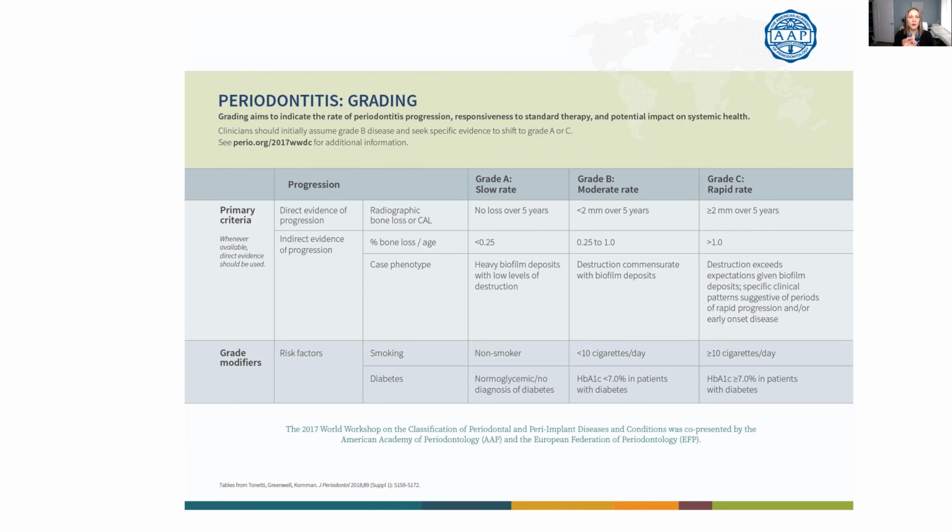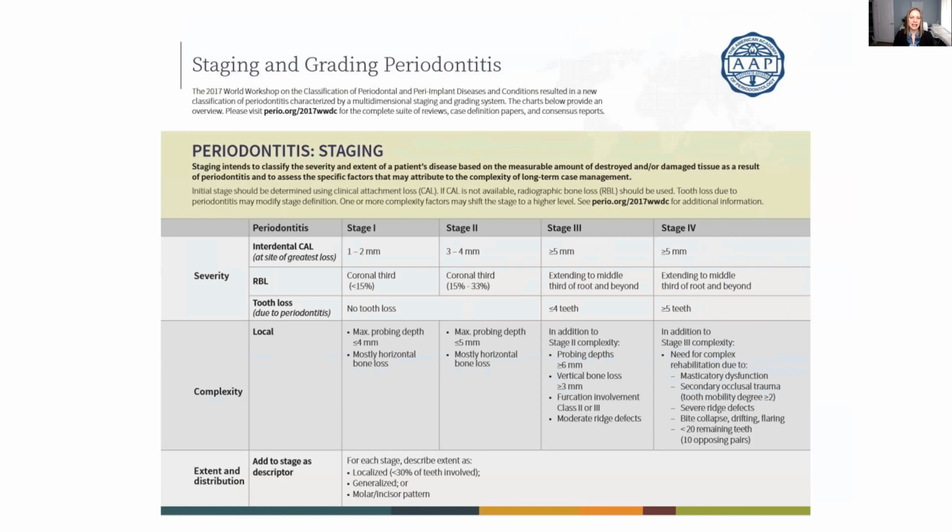In stage one, there will be no bone loss. Stage two, no bone loss. Stage three, 4 teeth or less, up to 4 teeth. And then stage 4, 5 teeth or more. You would determine that depending on the tooth loss. Typically with the stages, they could be grade A, grade B, or grade C, because it depends on how quickly that bone loss is happening.